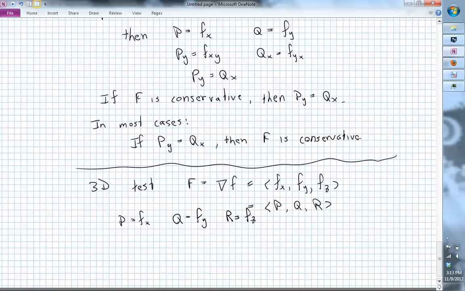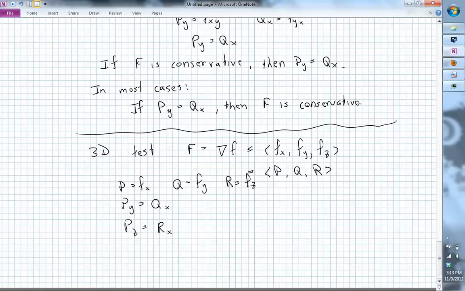Let me give you a couple and then see if you can come up with the last one. Py has to equal Qx. Pz has to equal Rx, and there's one more. Qz has to equal Ry. Those are the 3 relationships that have to be satisfied in order for this to work.